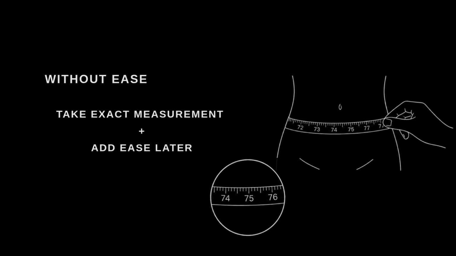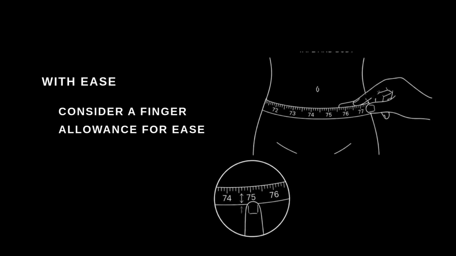If you are not including the ease while taking the measurement, you can take the exact measurement and add the ease later. If you are considering adding the ease earlier, you can keep one finger distance between the tape and the skin. So you have to be very careful while taking the circumference measurements.